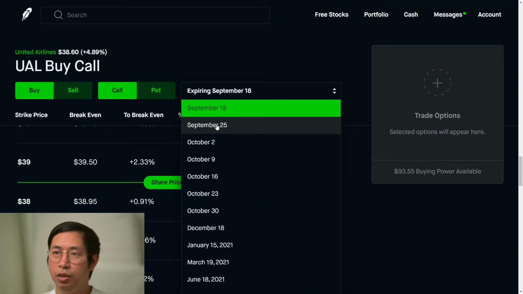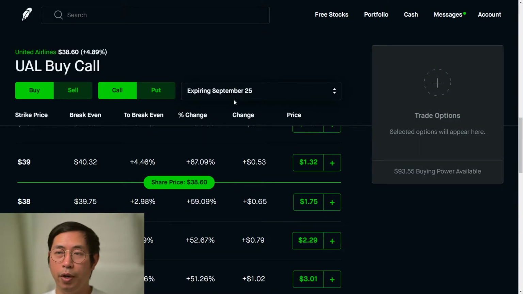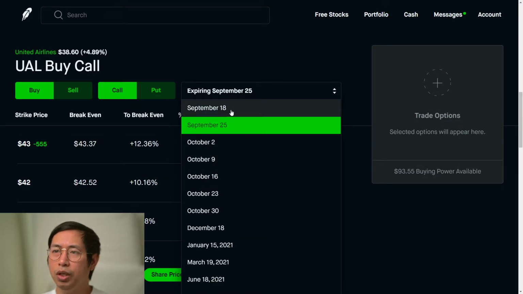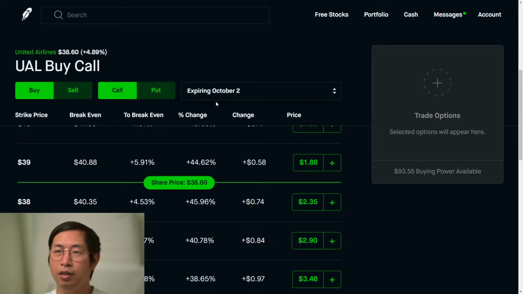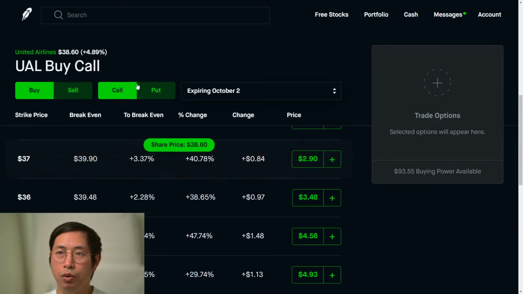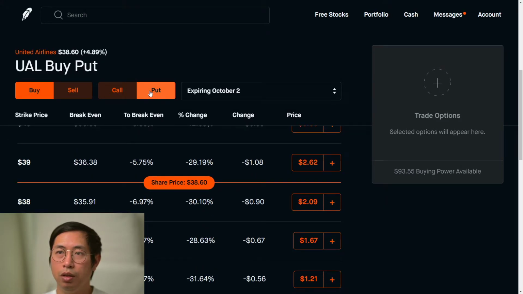So next week, September 25th, you pick an expiration date. Usually I don't like to pick an expiration date expiring the same week. I like to pick either next week or even several weeks out. Let's do October 2nd actually. So let's make a bet that on October 2nd, the expiration date, United Airlines is going to stay above $32. So go down to put, because we're doing a put credit spread.